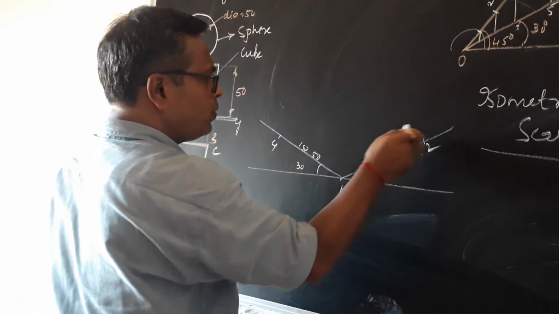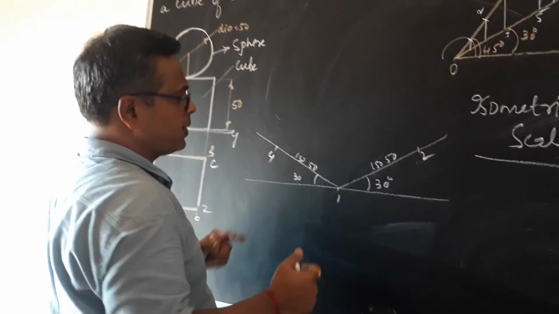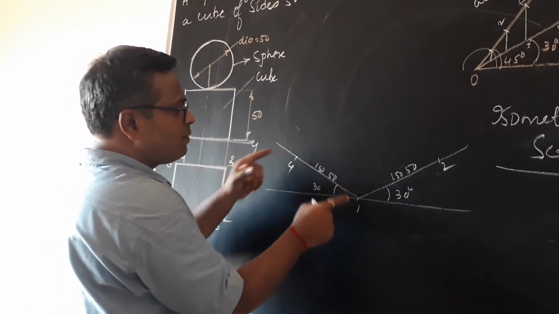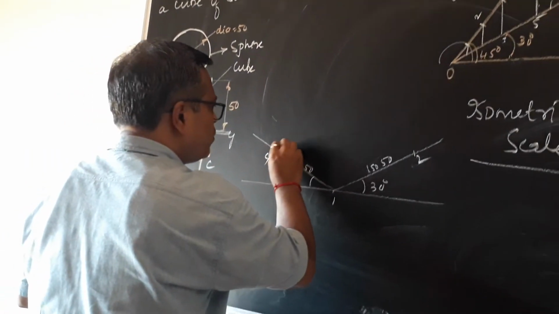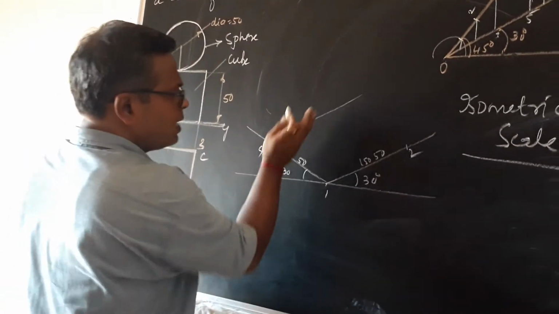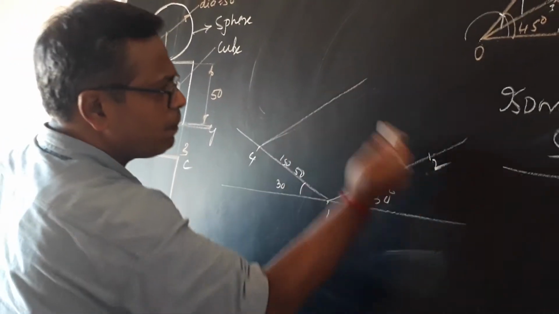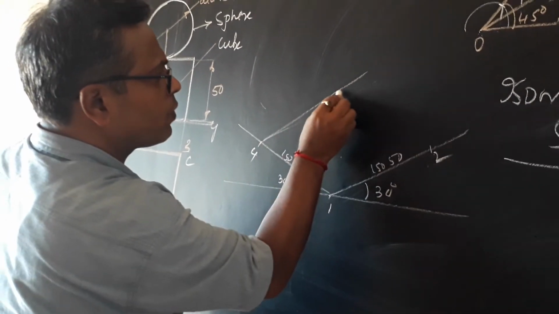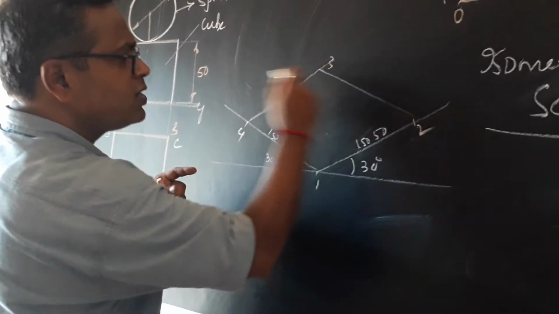So mark 1 to 2 at an angle of 30 degrees, in which 1 to 2 is isometric length of 50 millimeter. Take the measurement of 1 to 4 of iso length of 50 millimeter. After that, passing through 4, you draw a line which is parallel to the 30 degree line. From 2 you draw a 30 degree line. So that square is drawn isometrically.